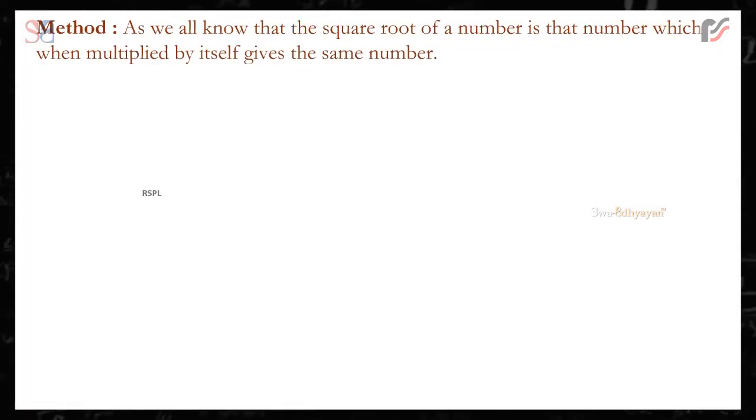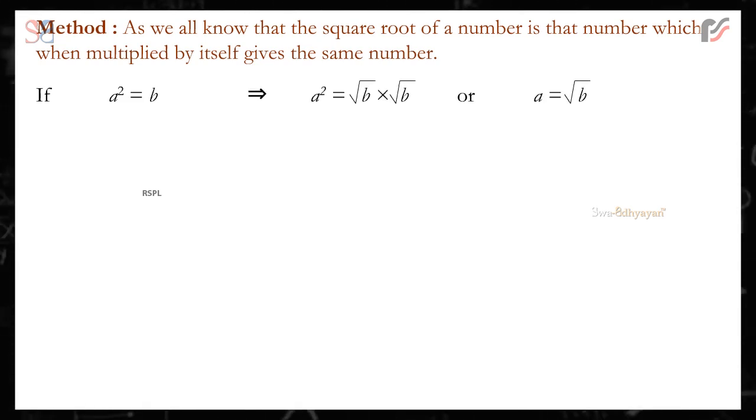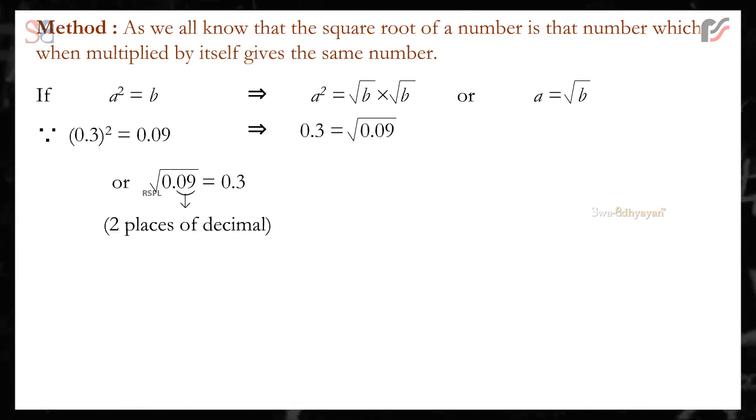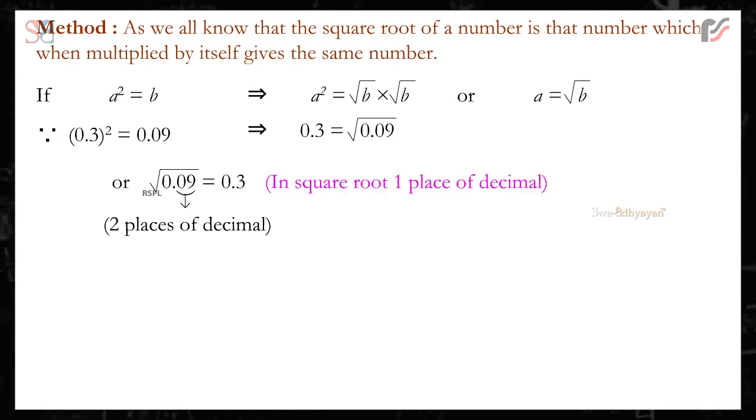Method. As we all know, the square root of a number is that number which, when multiplied by itself, gives the same number. If a² = b, this implies that a² = √b × √b, or a = √b. Because 0.3² = 0.09, this implies that 0.3 = √0.09, or √0.09, 2 places of decimal, is equal to 0.3, 1 place of decimal.